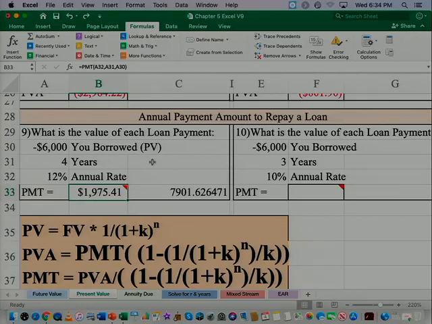So try problem 10 on your own. And then we'll do a hypothetical car loan, a little bit more real terms.